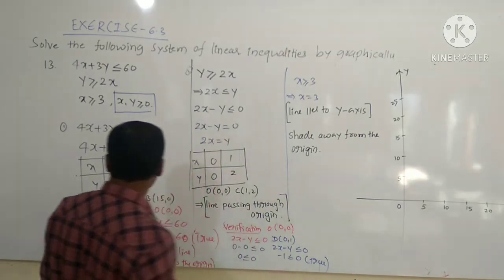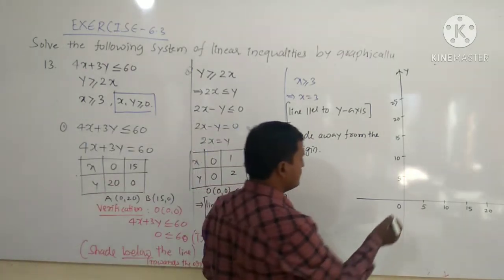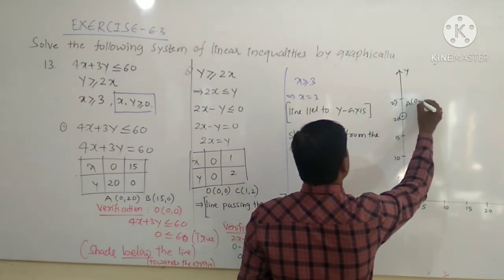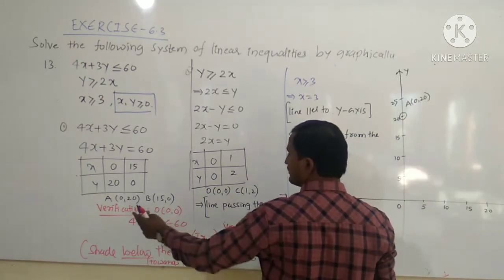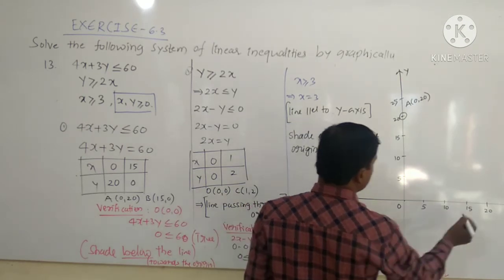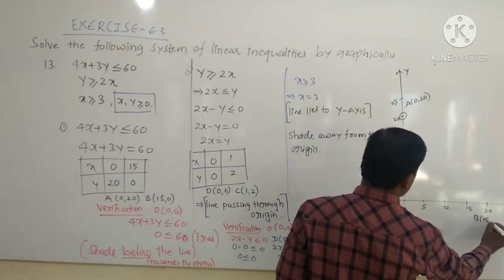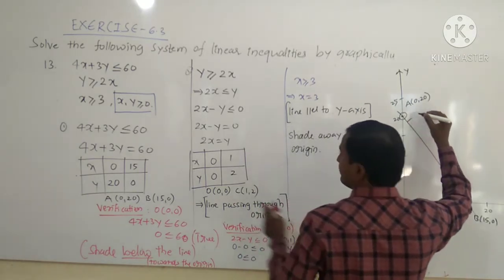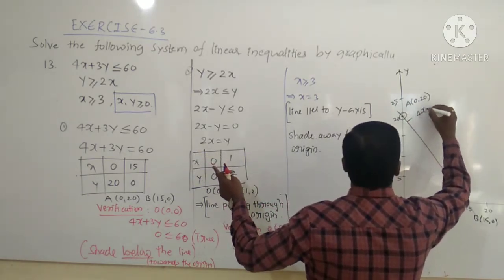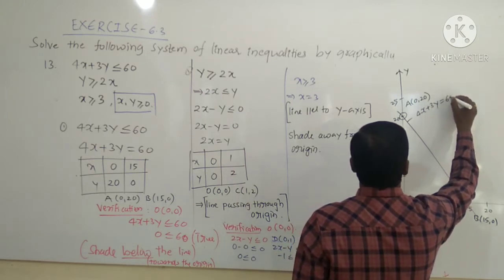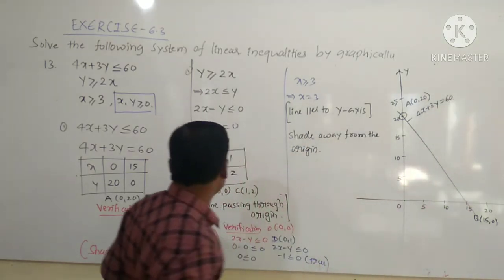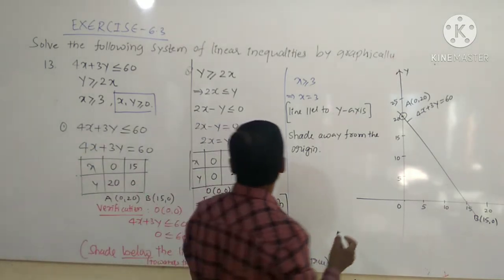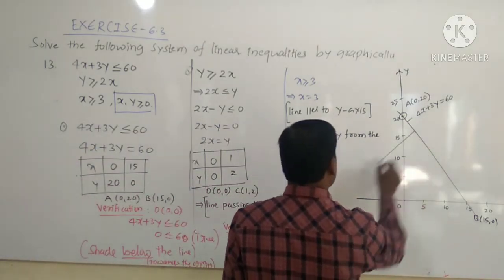The first point is 0, 20. x equal to 0, y equal to 20 means this one. This is the point 0, 20. The second point is 15, 0. So this is 15, 0. Join these, and here you are getting the line. That line is what? 4x + 3y equal to 60. Here it is less than. Less than means it is true, then shade towards the origin. Here you have to shade.